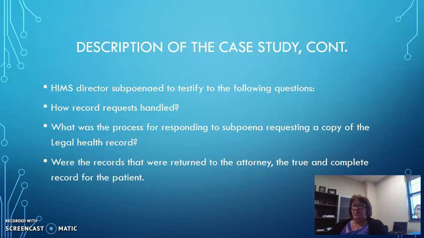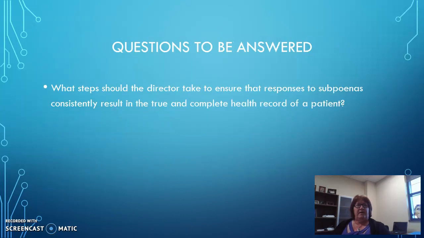So the last question, were the records that were returned to the attorney the true and complete record? Yes, they were. I would inform the court that the paper record and the electronic record could be different, and that the hospital was in the process of transitioning from paper records to electronic records, and that could have been why there was a difference.